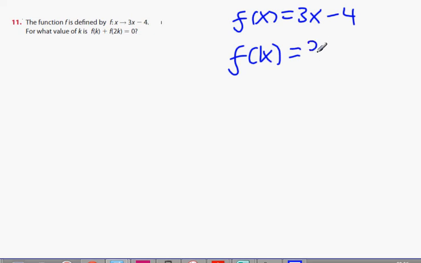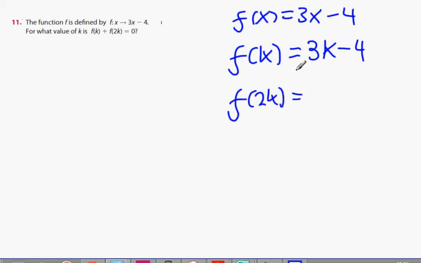3k minus 4. Anywhere you see x, you replace it with k. You have a new input. The function says 3 times your input minus 4. You change your input to k, so now it's 3 times k minus 4. What about f of 2k?